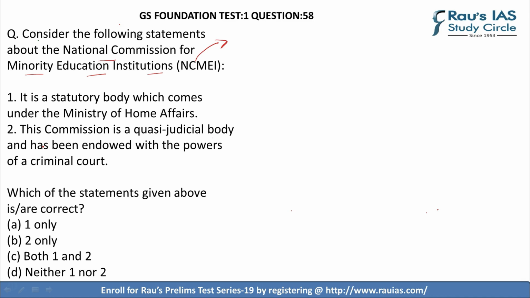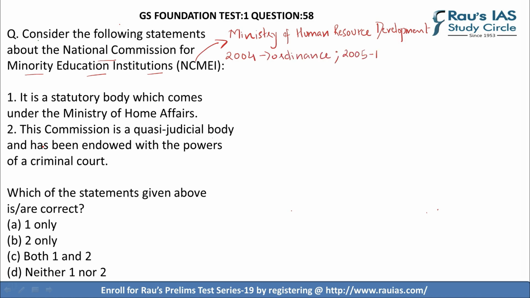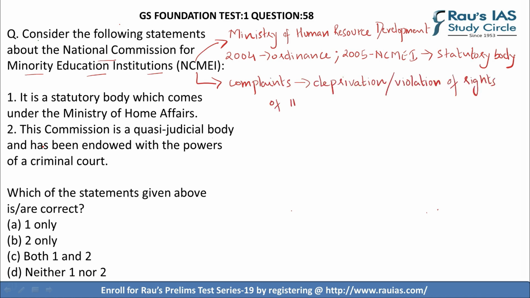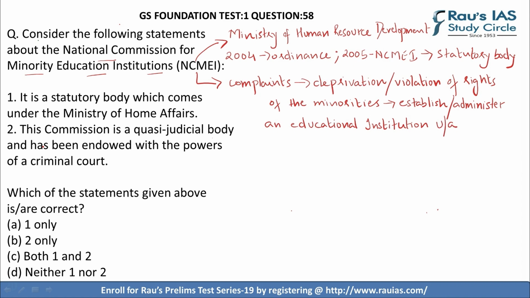The NCMEI comes under the Ministry of Human Resource Development. The commission was set up in 2004 via an ordinance. Later, in the year 2005, the NCMEI Act was enacted, whereby this commission became a statutory body. The main mandate of this commission is to look into complaints regarding deprivation or violation of rights of the minorities to establish and administer an educational institution of their choice, which is also a fundamental right guaranteed to them under Article 30 of the Constitution.